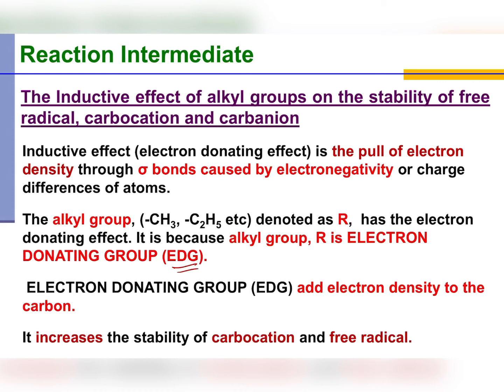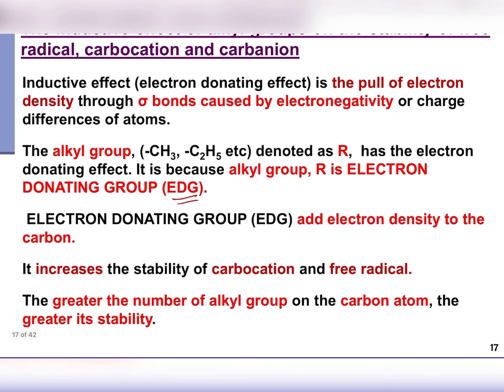Itu sifat dia. Okay, so since electron donating group ni donate electron, so maksudnya dia akan add electron density to the carbon. Okay, kalau ada alkyl group di sebelah carbon, okay, so dia akan donate elektron ke arah carbon tu. Okay, so itu menyebabkan stability of carbocation dan free radical ni meningkat. Okay, so kamu boleh bayangkan kita ada carbocation. Okay, and then this carbocation bonded dengan alkyl group contoh. Okay, alright, so this alkyl group akan donate elektron ke arah carbon.